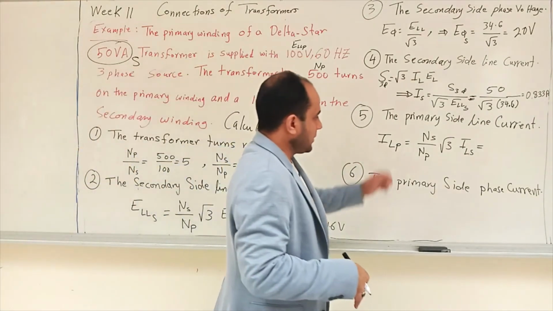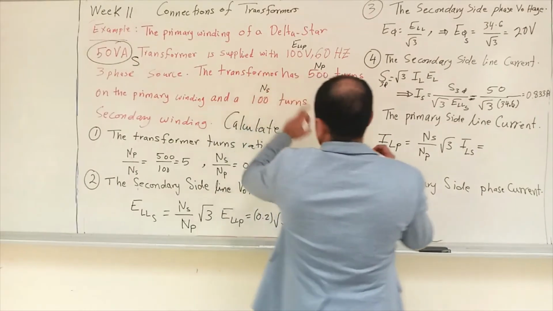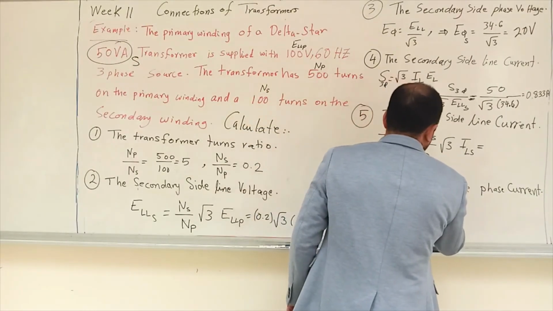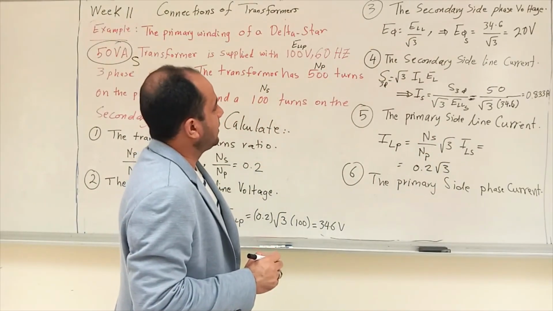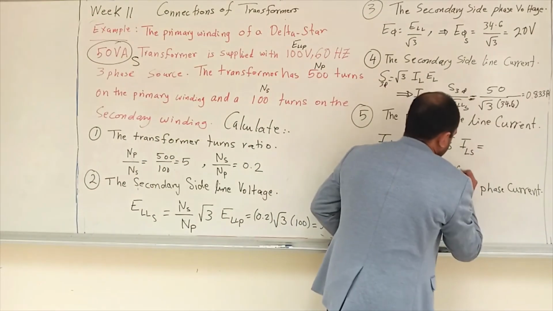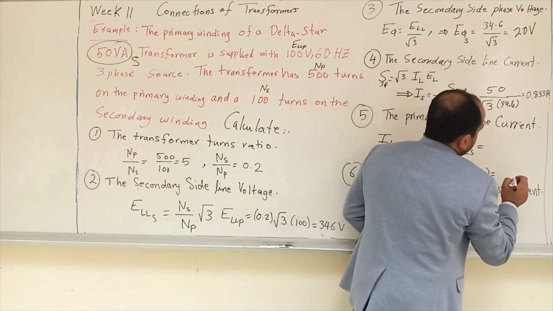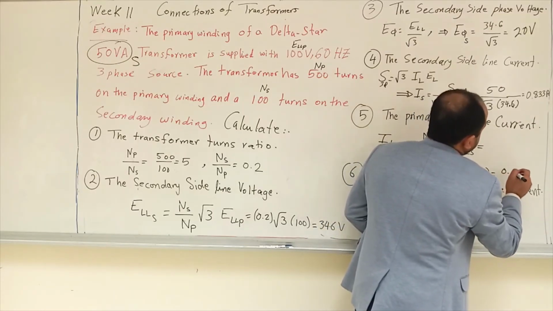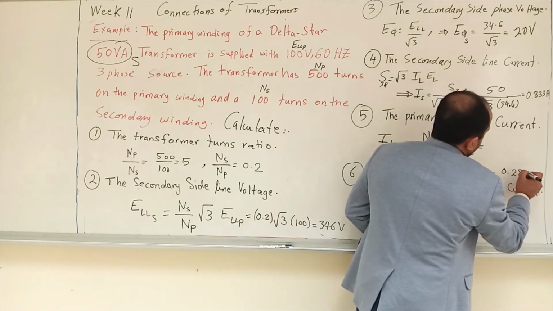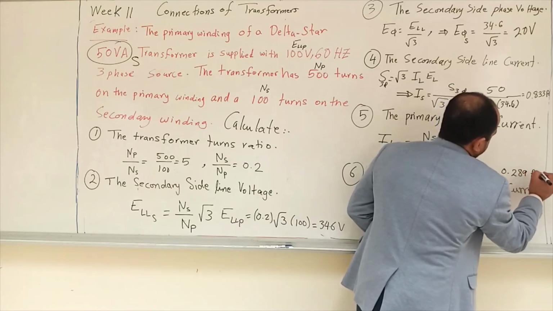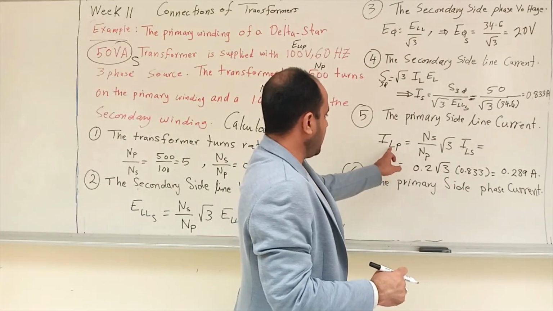So, what will this be? NS over NP, we just calculated, that's 0.2 times root of 3. And I line secondary, where is it? I line secondary is this, 0.833. So this is almost 0.289, let's say 0.289 ampere. That's the primary side line current.